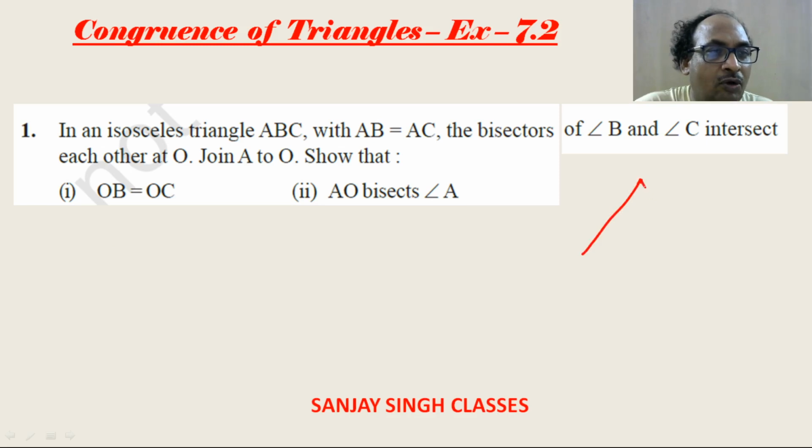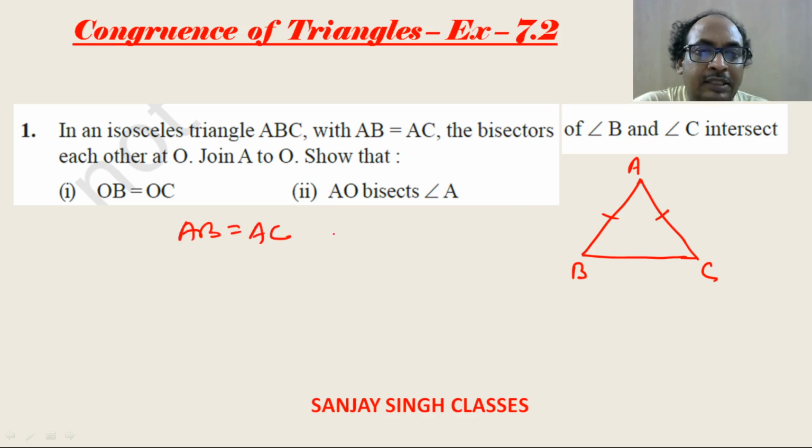So let us first draw the figure. Compulsorily in mathematics, wherever geometrical questions are there, we need to draw the figure, and then only is it possible to solve the questions. So in an isosceles triangle, already it is given that it is an isosceles triangle where AB is equal to AC. This is given to us.